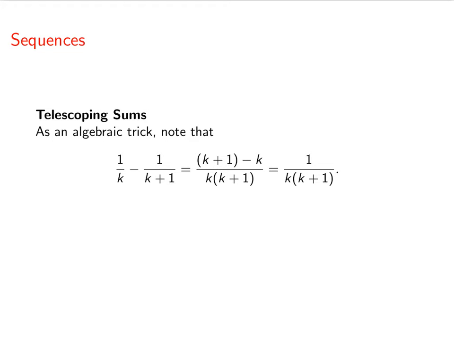Hello, discrete math fans. Now we'll talk about telescoping sums, which is a topic that you saw in Calculus 2. Let's look at this algebraic trick. Take these two things, 1 over k minus 1 over k plus 1, subtract them. Now, that's a pretty easy thing to do. You make a common denominator, and then everything cancels out, and you get 1 over k times k plus 1. If you'll remember from Calculus 2, the step of going backwards is what's called a partial fractions decomposition.